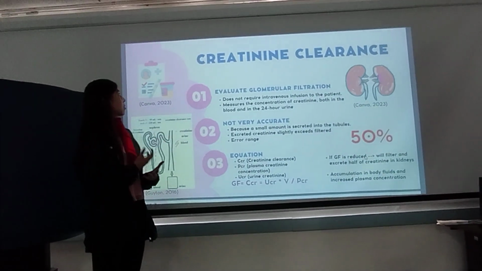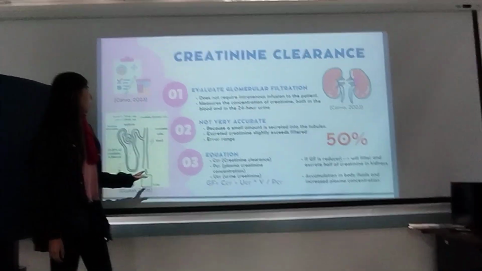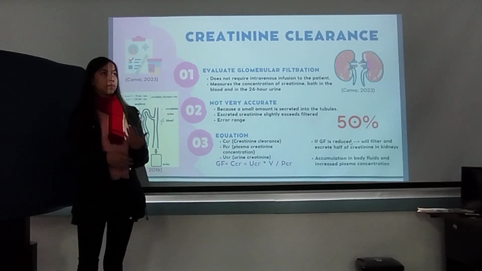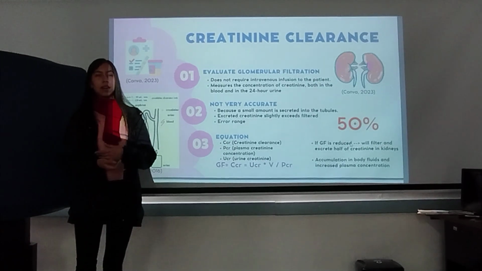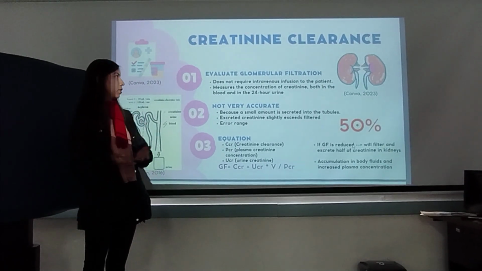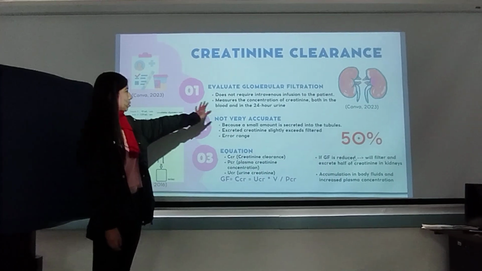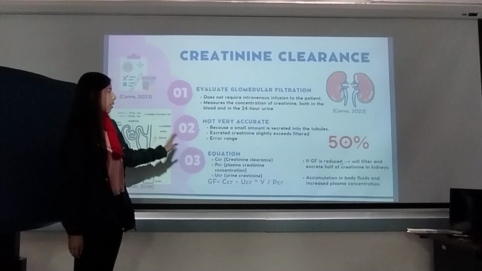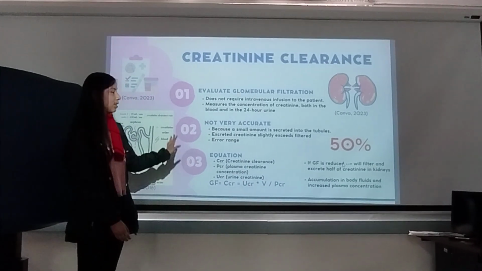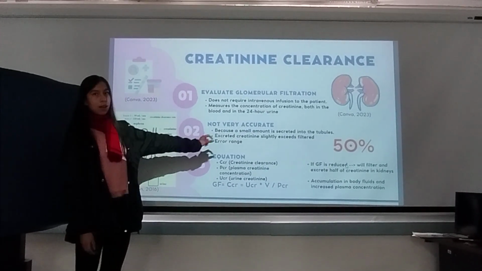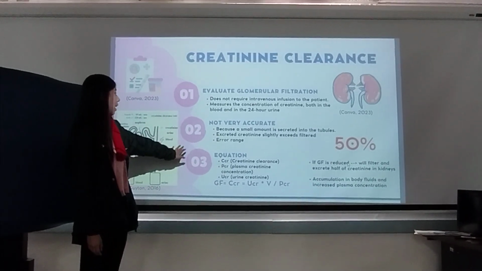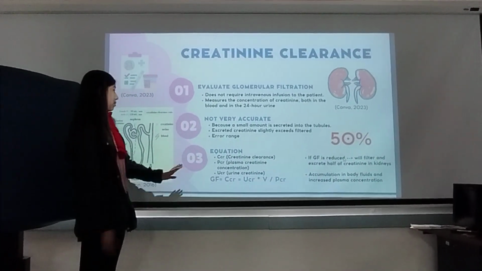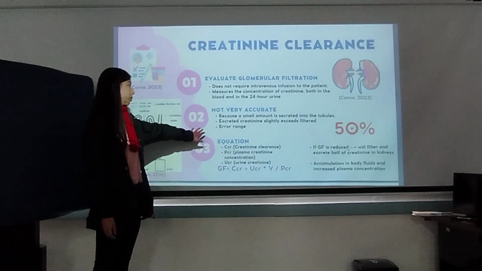Okay, so right now I'm going to explain the creatinine clearance. This method evaluates the glomerular filtration, and this is the most used because it does not require an intravenous infusion to the patients. And this measures the concentration of creatinine both in the blood and the 24 hours urine. But the bad part is that this is not very accurate because a small amount is secreted into the tubes, and the excreted creatinine is slightly more than the filtered. So we have an error range.